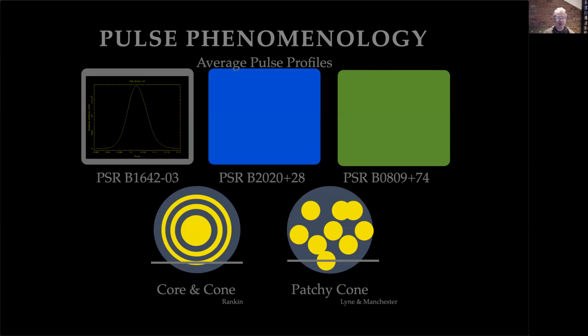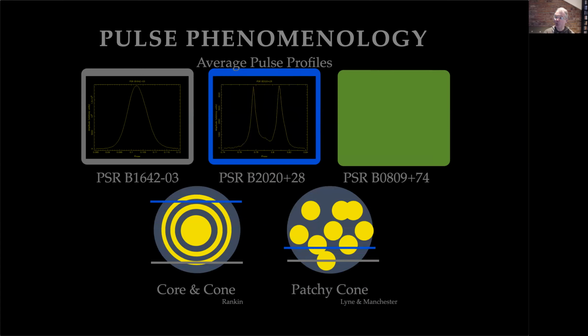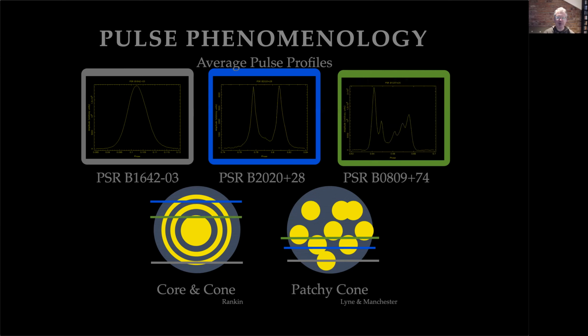Right, on to the second pulsar we're going to look at here. This is pulsar B2020+28. And we can think of it having a sight line, something like the blue line that's shown here. So here we can see it passes over two edges of the cone, but it misses this other cone here. So we just see two peaks like this. And by comparison, in the patchy cone case, it would pass through two patches on the magnetic axis or on the magnetic pole.